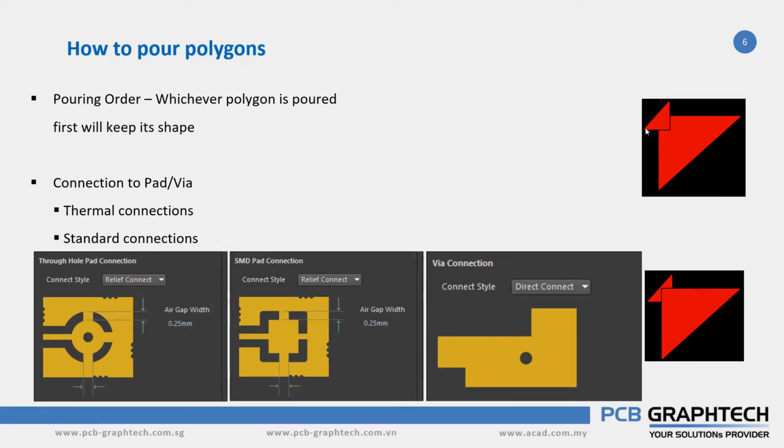This small triangle is my highest priority, the first polygon here, so it gives a triangle shape. But when I pour the second polygon, you can see the second polygon is a big shape. Automatically, when it touches the first polygon, the second polygon does not keep the triangle shape. It doesn't match it, but it has modified its shape according to the first shape, because the first one has the highest priority compared to the second polygon.